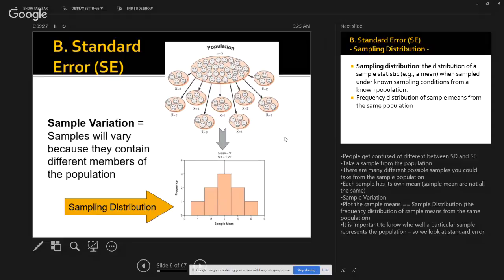And we know that people really get confused between what standard deviation is and standard error. We know that when we take a sample from a population, there are many different possible samples. Each sample has its own mean. So sample variation is simply you're plotting sample means to get a sample distribution. To know how well a particular sample represents the population, we then look at standard error.